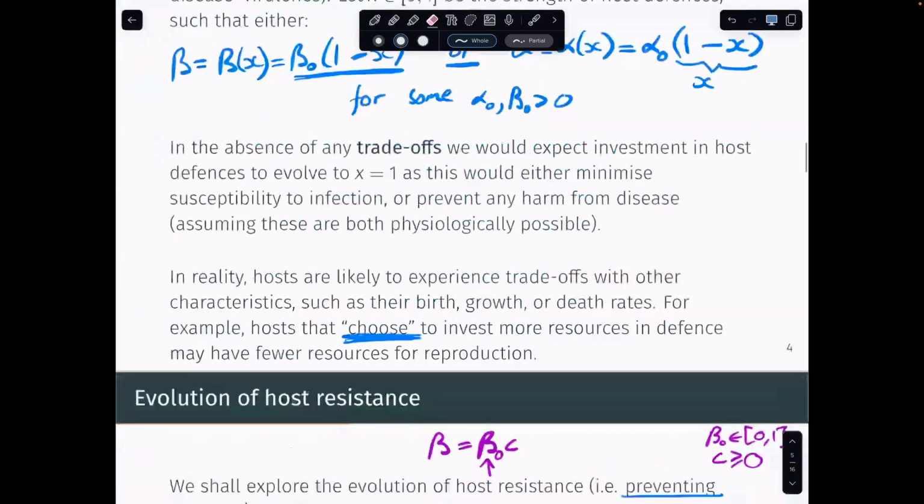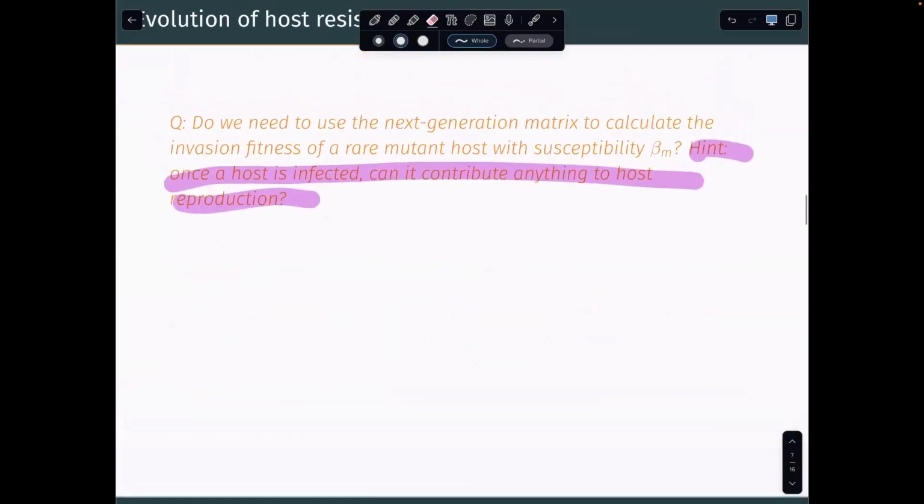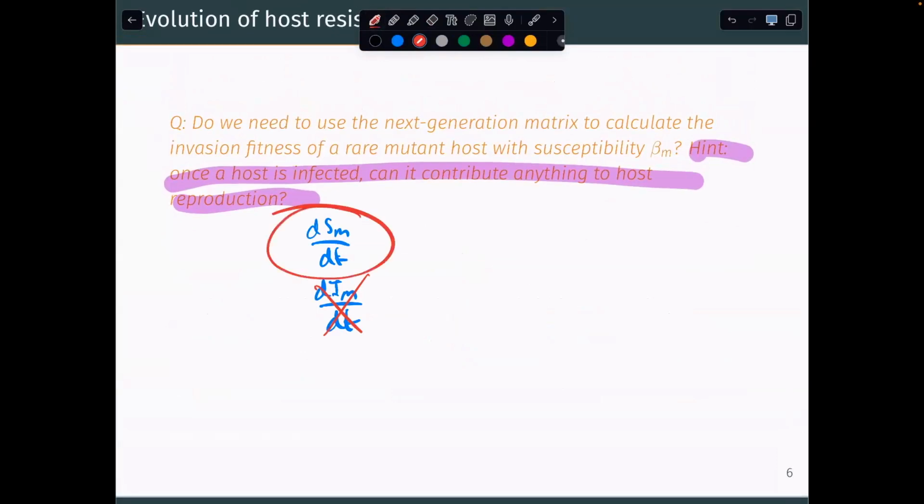So what this means is, when we write down our mutant dynamics, we would end up with a dSM/dt and a dIM/dt. But we don't actually have to think about our dIM/dt when it comes to fitness. We can have everything captured in this case by our dSM/dt. In other words, we can just look at our per capita growth rate here, 1 over SM dSM/dt, and this will give us our invasion fitness. As we'll see later on today, that's not always the case. Like I said, if there was recovery, or if our infected individuals were reproducing, then we wouldn't be able to do this.